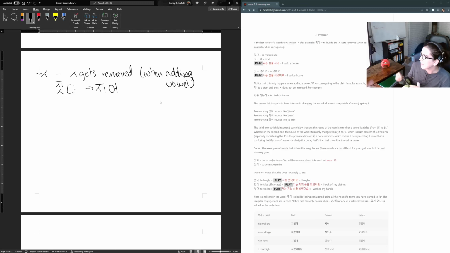All right, so when you're doing plain form, you won't add the vowel, you'd add a consonant. So when you do that, the S does not get removed. So this is one. And then let's do plain form, which would turn into 나는 집을 짓는다. I build a house. Yay!